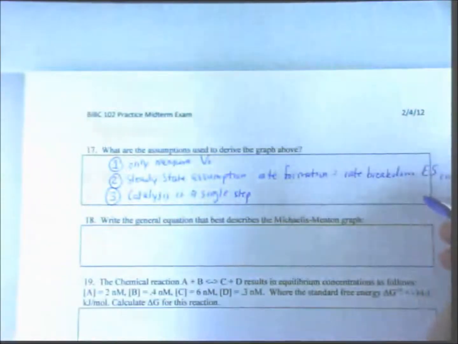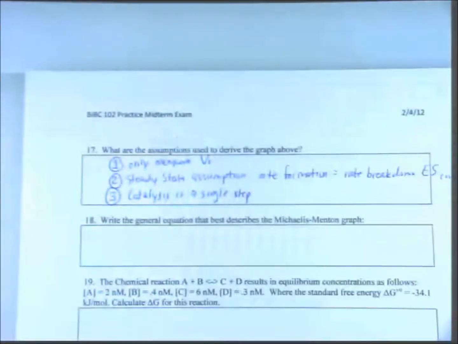Okay? Now, so why do they do these 3 things? They did these 3 things because they needed to simplify the enzyme world in order to understand it, right? And what are the 2 qualitative and quantitatively important things that they derive from using these 3 assumptions and their experiments? Km and Vmax. Okay, those are the 2 things that they figured out using these things. All right, write the general equation that best describes the Michaelis-Menten graph.